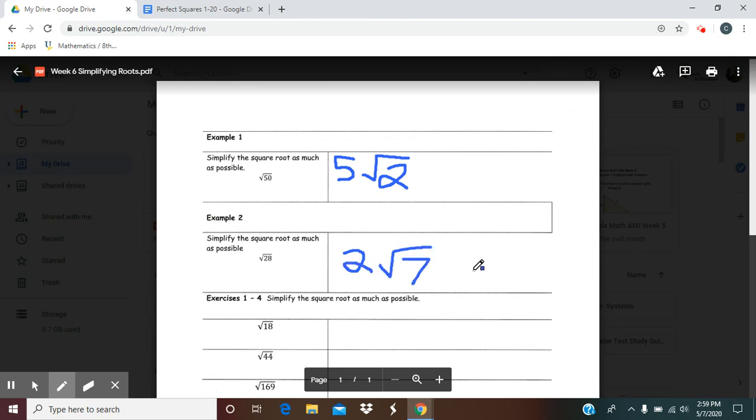So when we're doing this, the reason is because this is still technically an exact answer. We're not rounding in any way. If you were to take the square root of 50 or do 5 times the square root of 2, you'd get the same decimal answer either way. That's the only way we can do it exactly.